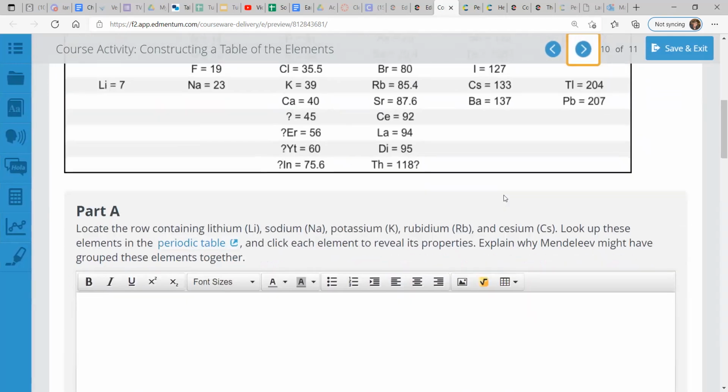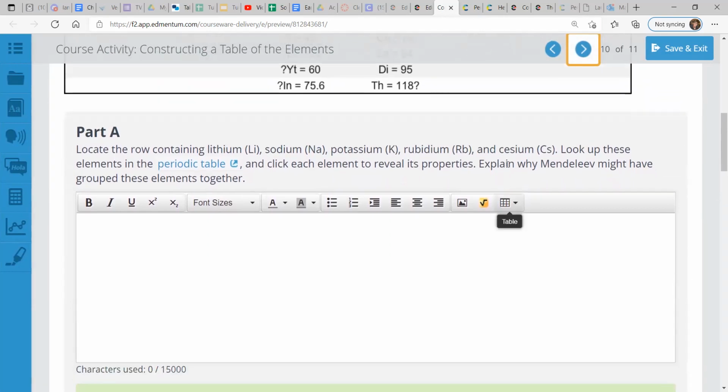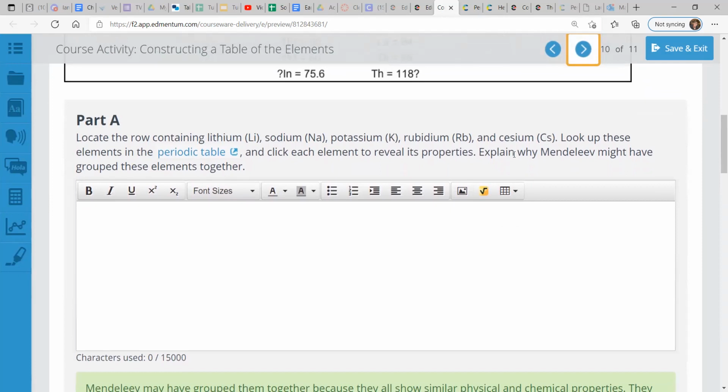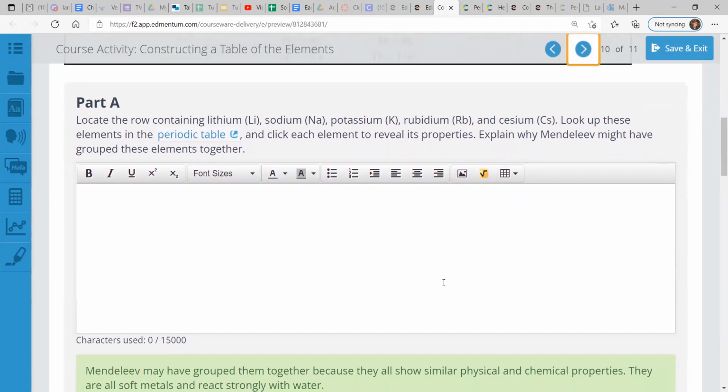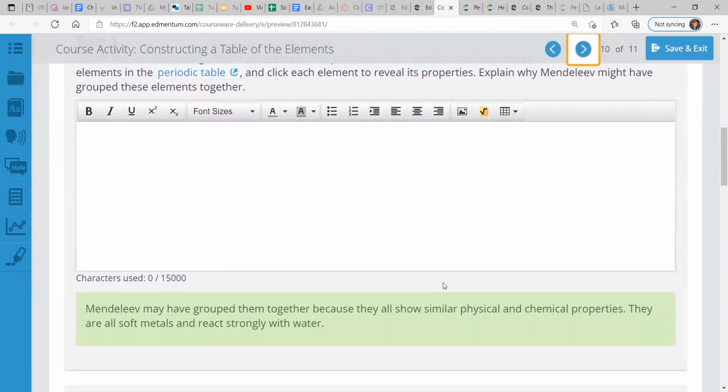Locate the row containing lithium, sodium, potassium, rubidium, and cesium. Look up those elements, click each element to reveal its properties, and explain why Mendeleev might have grouped these elements together. Okay, so Mendeleev grouped them together because they all show similar physical and chemical properties. They're all soft metals, and they react very strongly with water. Remember that these soft metals on the left-hand side of the periodic table are very reactive.